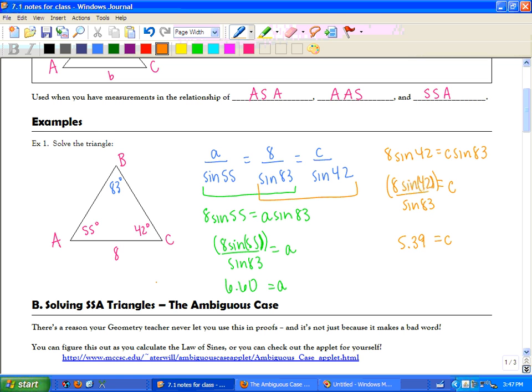And again, if you want to check your answer, since 42 is the smallest angle, little c should be the smallest side, which it is, and then B is the largest angle, and 6.6 is the largest side. Or 8, sorry, is the largest side.